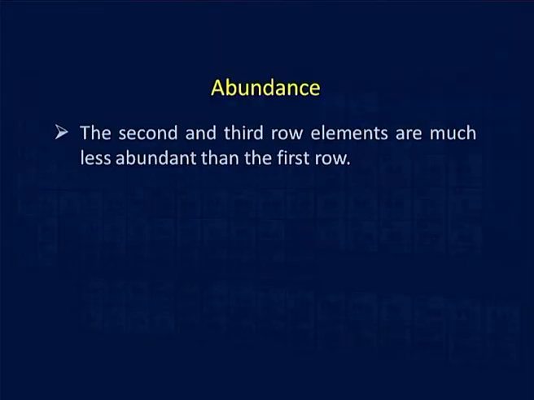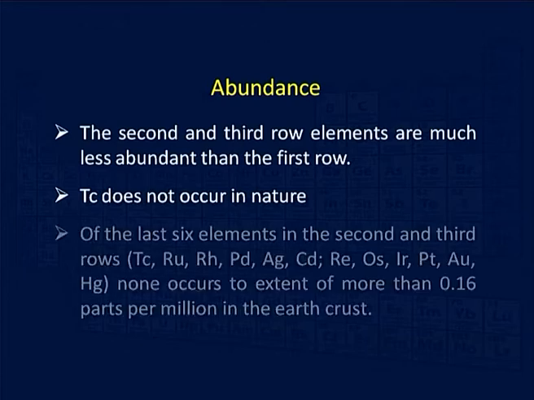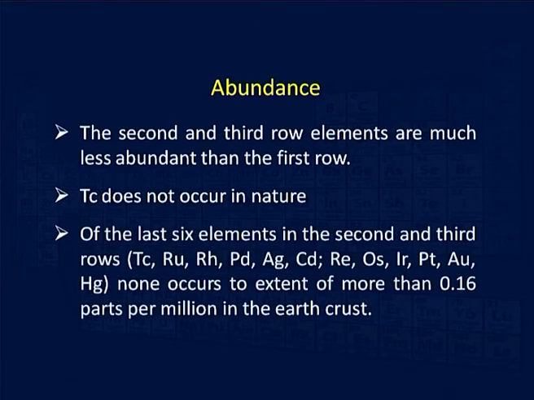After understanding this, let us see what about the abundance of second and third row transition elements in the earth's crust. Compared to the first row transition elements, of course, the abundance in the earth's crust is very less. One of the elements of these two series, that is technetium, does not occur at all in nature, and it is prepared in the laboratory. In fact, it is the first man-made element in the laboratory.